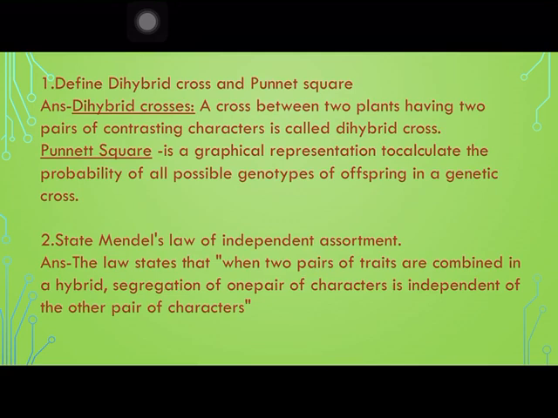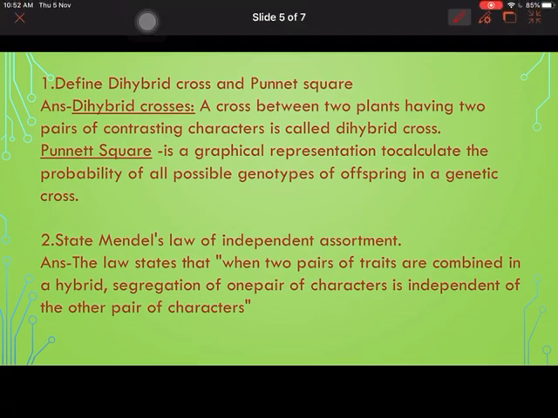So let's see the question answers. Define dihybrid cross and Punnett square. A dihybrid cross is a cross between two plants having two pairs of contrasting characters. A Punnett square is a graphical representation to calculate the probability of all possible genotypes of offspring in a genetic cross. Second is, state Mendel's law of independent assortment. The law states that when two pairs of traits are combined in a hybrid, segregation of one pair of characters is independent of the other pair of characters.